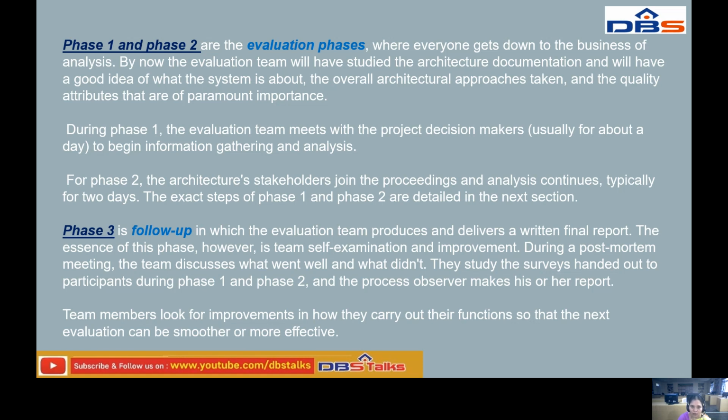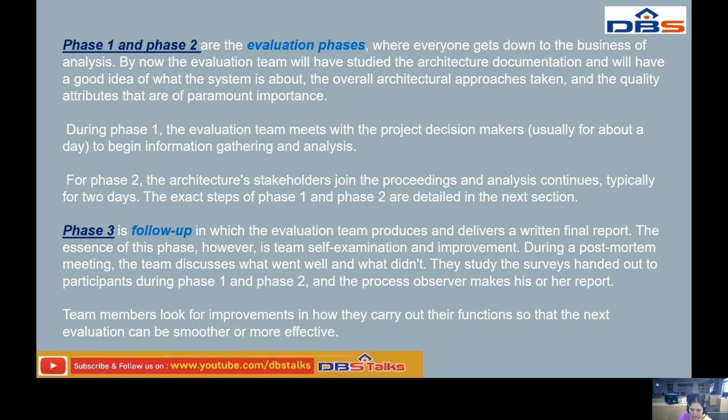They can also focus on different types of things during phase 1 and phase 2. During phase 1 the evaluation team meets with the project decision makers to begin information gathering and analysis. In phase 2 the architecture stakeholders join the proceedings, and analysis continues. So then the follow-up team is there. The follow-up team always delivers the final written reports to the evaluation team. So they can always observe what happens in phase 1 and what happens in phase 2.